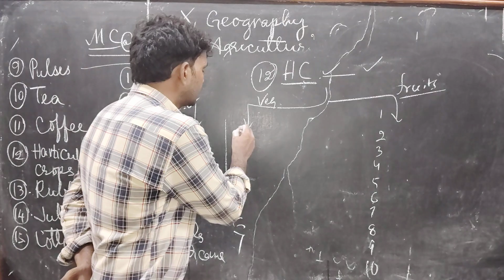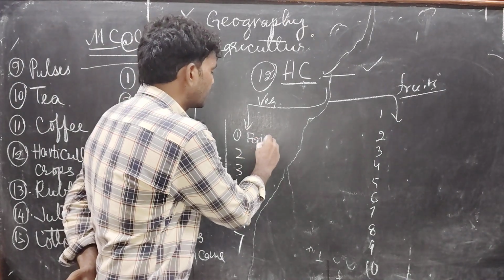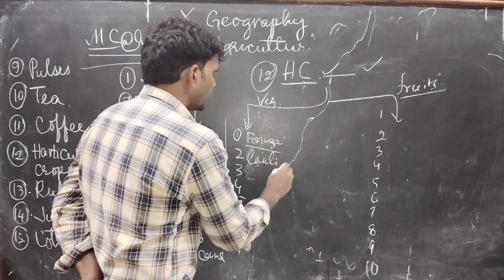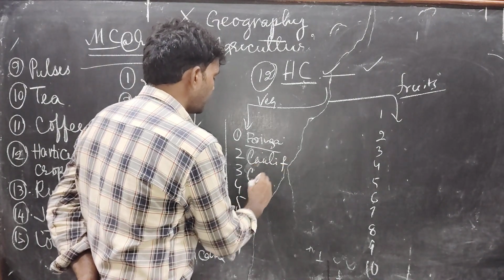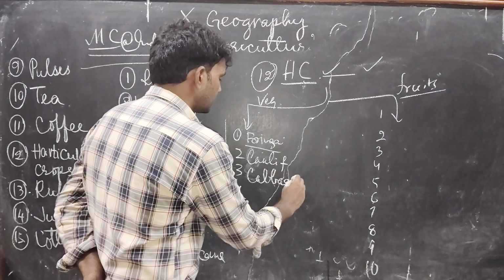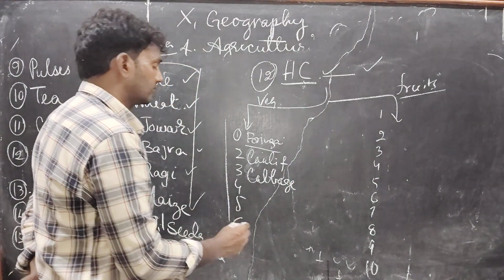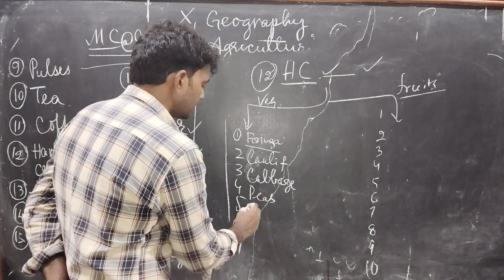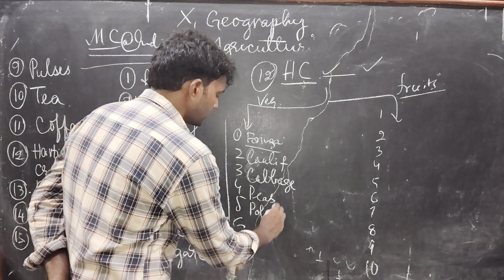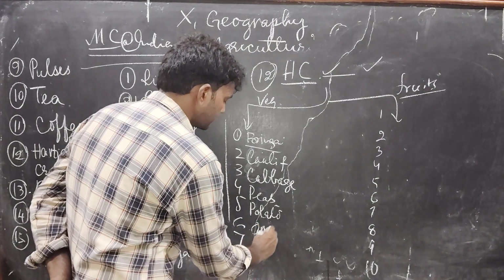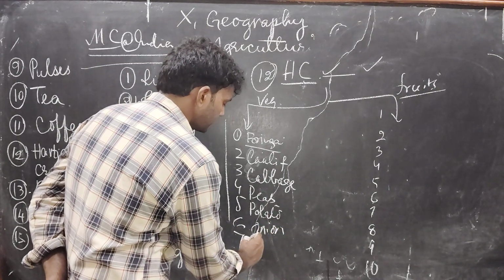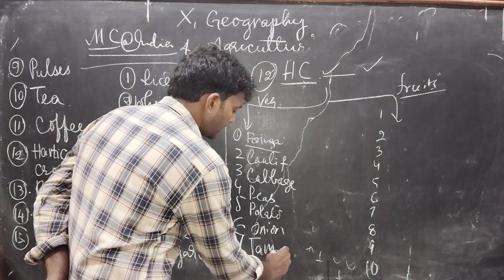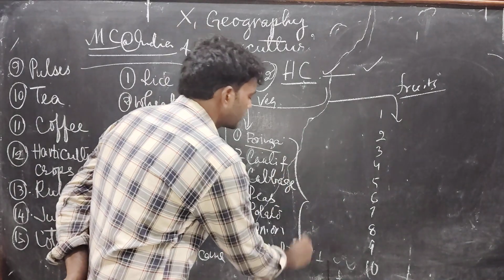See, coming to the first one, that is brinjal. Brinjal we are producing very well. And then brinjal, cauliflower, and cabbage, and peas, and potatoes, onions, and tomatoes. We are producing very high quantity.